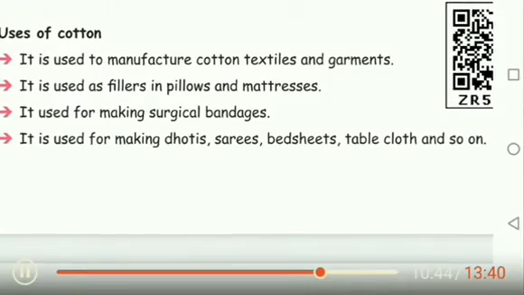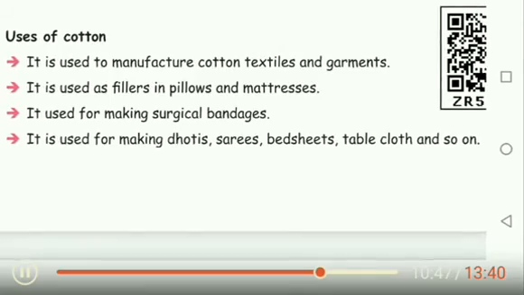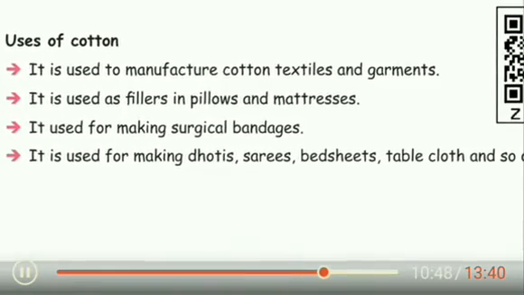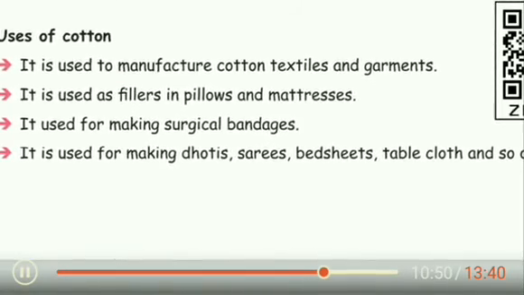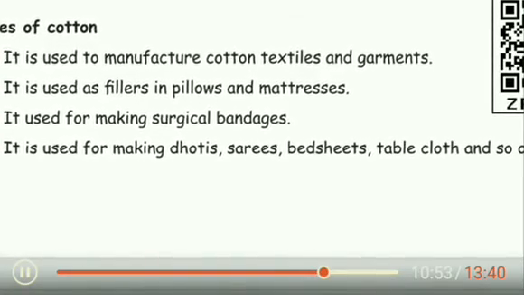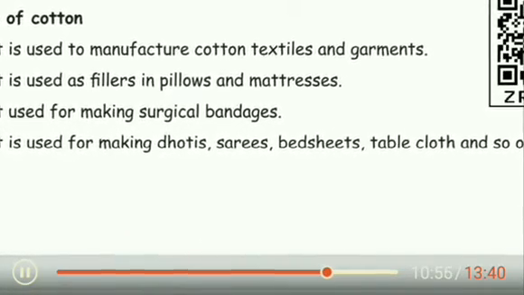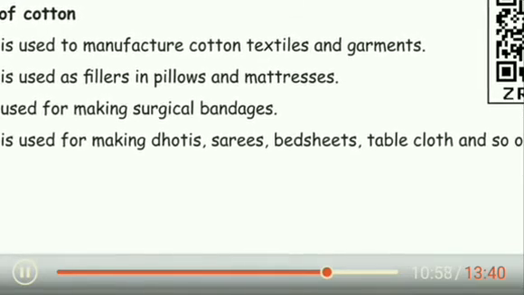Cotton is used to manufacture cotton textiles and garments. It is used as filler in pillows and mattresses. It is used for making surgical bandages. Cotton is used for making dhotis, saris, bedsheets, tablecloths, etc.